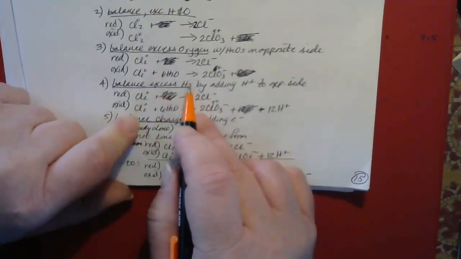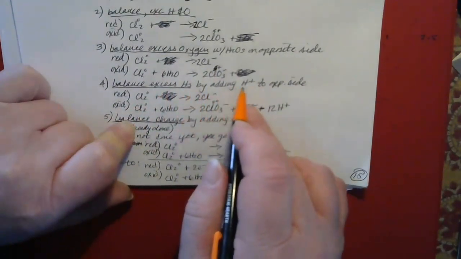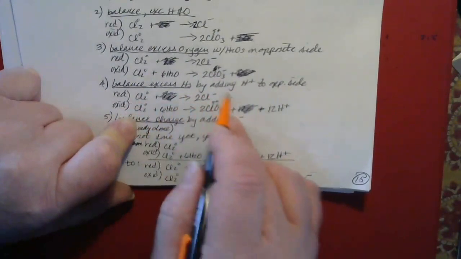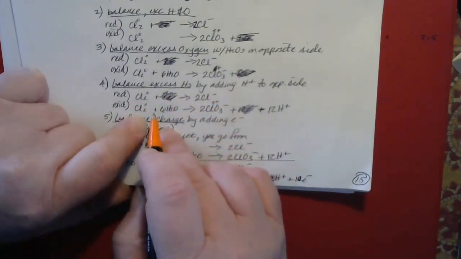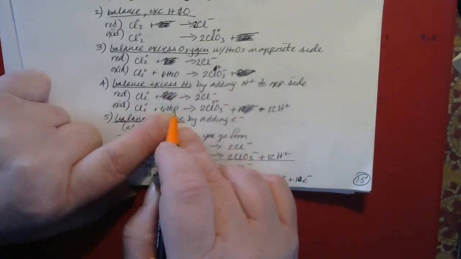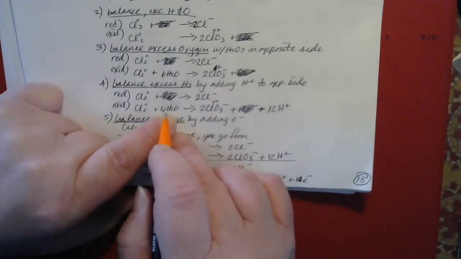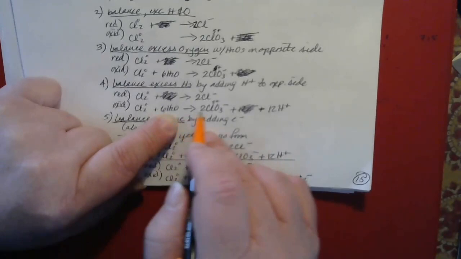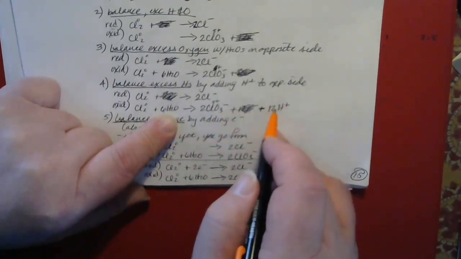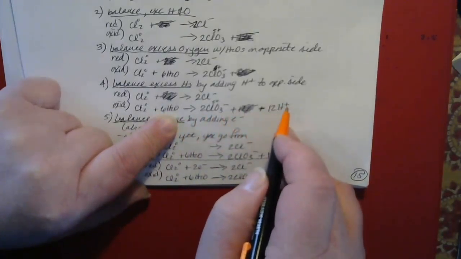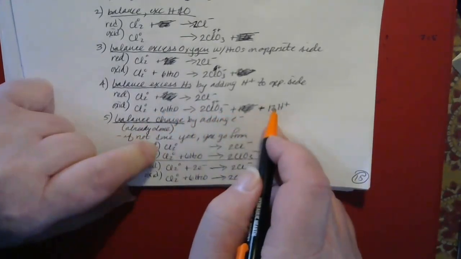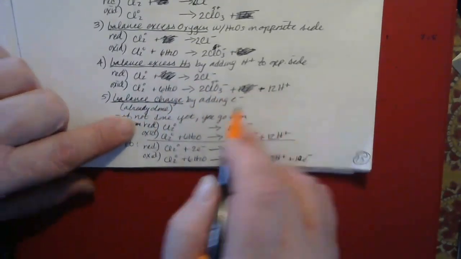Okay, the next step is where we balance excess hydrogens by adding H plus to the opposite side. Again, the reduction half reaction is okay the way it is. There are no hydrogens. But the oxidation half reaction has 6 times 2 or 12 hydrogens on the left-hand side. So we add 12 H plus on the right-hand side. So now we have 12 hydrogens on the left-hand side, 12 hydrogens on the right-hand side.